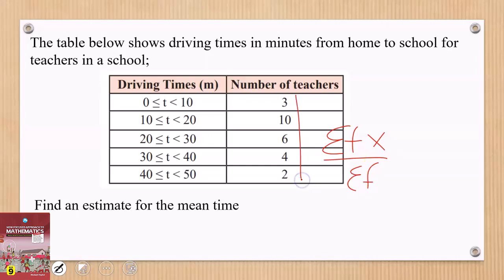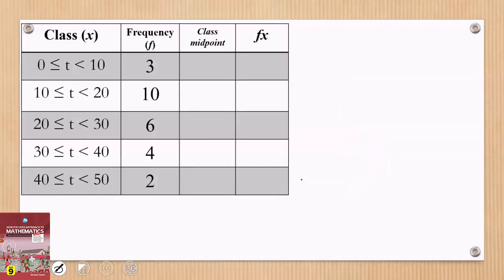The f has been given, so we need our x. For that matter, we have to create a class midpoint. So class midpoint, once again, we always add the two limits, that's the upper and the lower limit, and divide by 2. So here, divided by 2 gives us 5. If we add this and this, that will give us 30, divided by 2, 15. This and this will give us 50, divided by 2, 25. This and this will give us 70, divided by 2 gives us 35. And finally, this will give us 90, so 45.